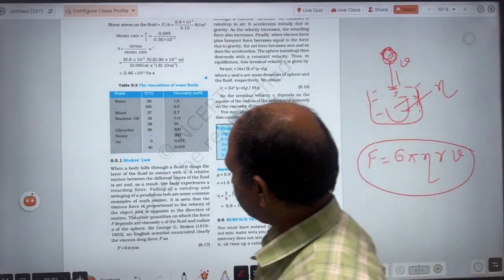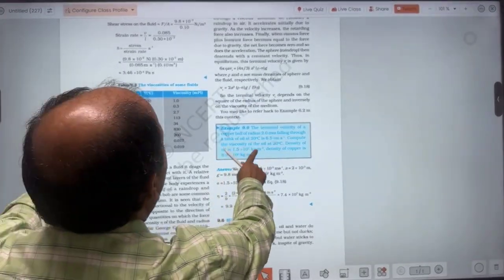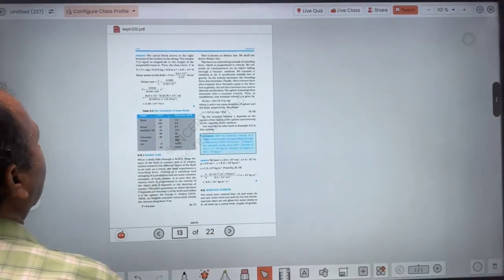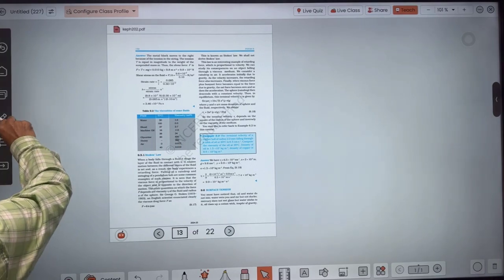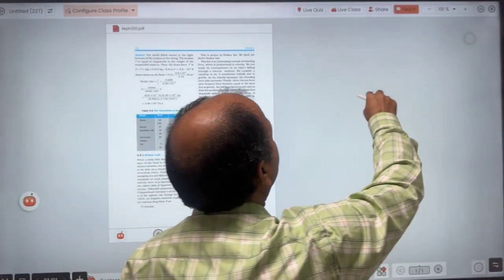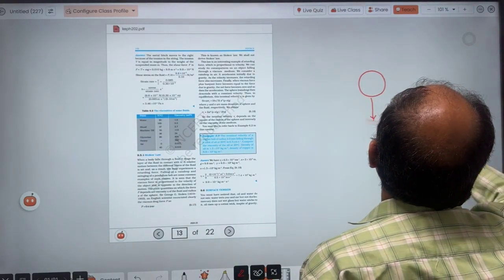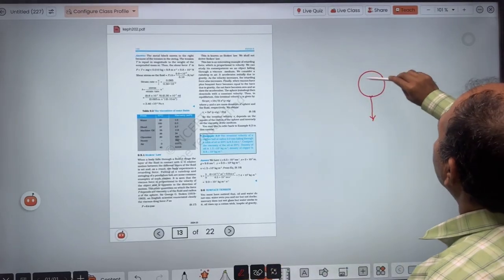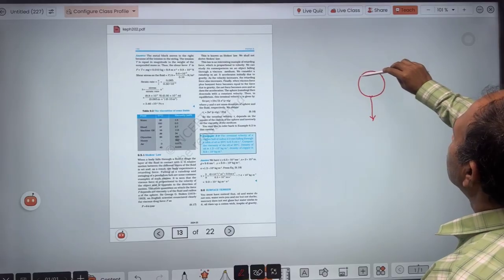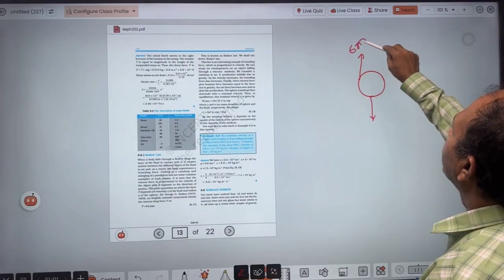With the help of this, we will derive another important relation, and that will be called terminal velocity, right? So what is terminal velocity? Suppose we consider this ball, and it has entered a liquid. In that case, what are the different forces that will act on it? Suppose there will be viscous drag, as we have studied, 6 pi eta r v.